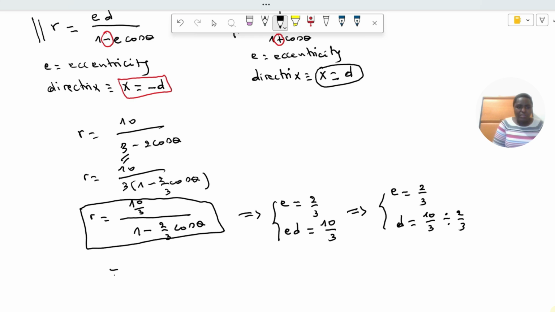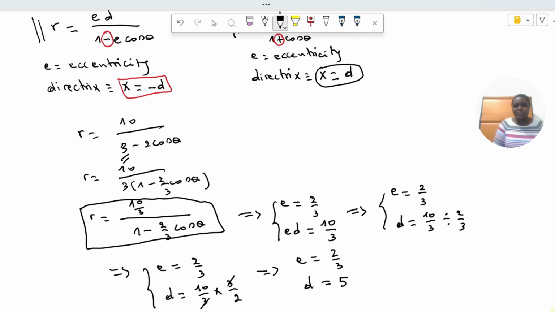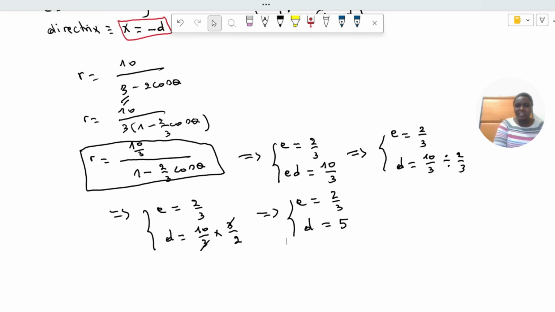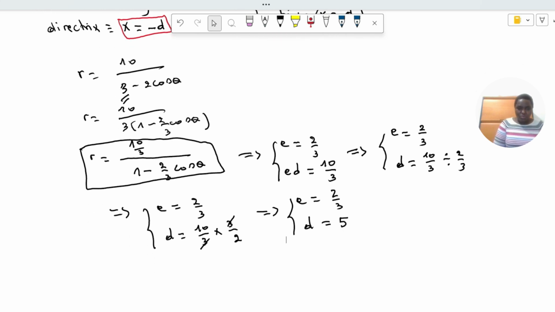let me go here, eccentricity equal to 2 over 3, and D will be equal to 10 over 3 times 3 over 2. So 3 and 3 are simplified, and we remain with E equal to 2 over 3, and D is equal to 10 over 2, and 10 over 2 equal to 5. Alright, so the first question is already answered. The eccentricity is 2 over 3.